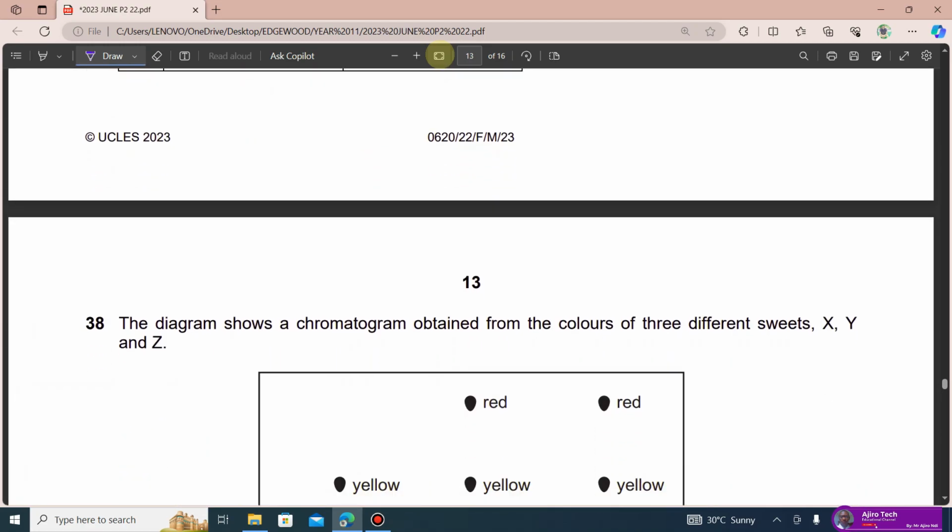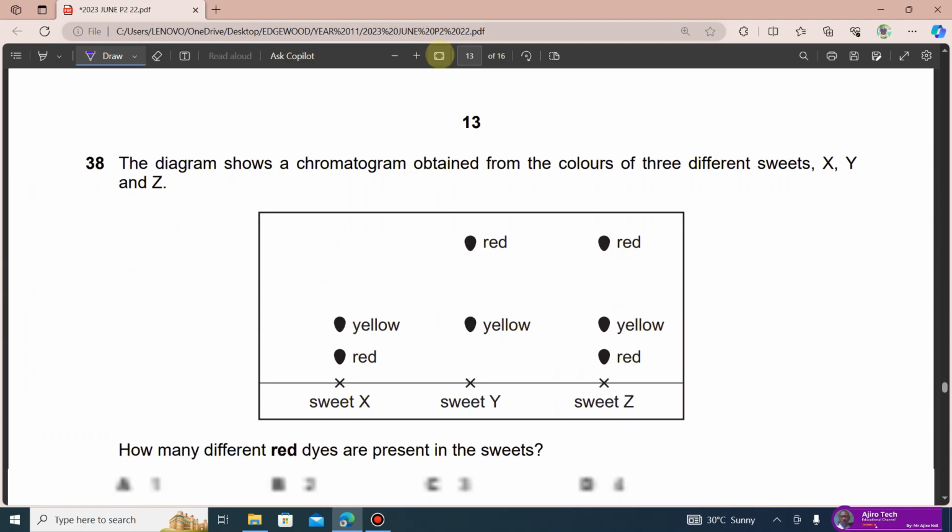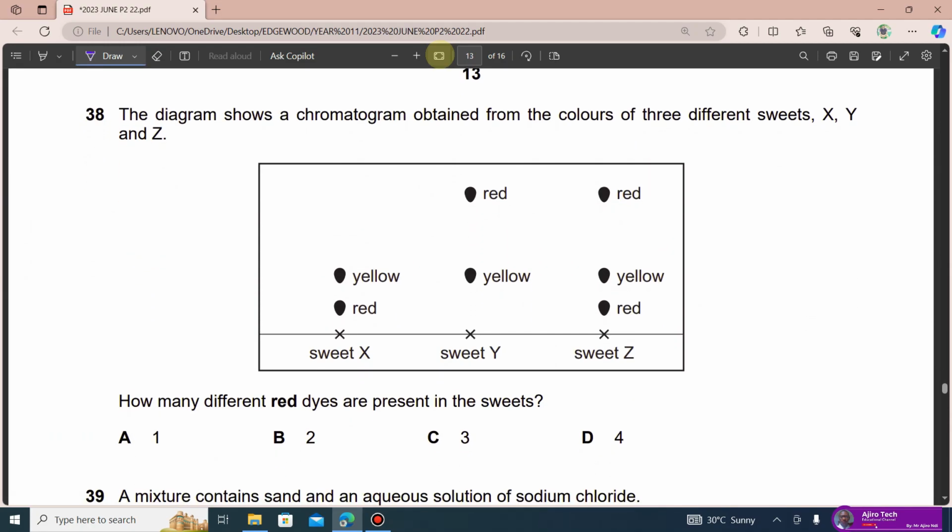Question 38. The diagram shows a chromatogram obtained from the colors of 3 different suites, X, Y, and Z. How many different red dyes are present in the suites? Now, we have one red dye here, which is the same thing as this red dye. So that's 1. And then we have the second red dye, which is the same height as the other dye. So there are simply 2 red dyes there.